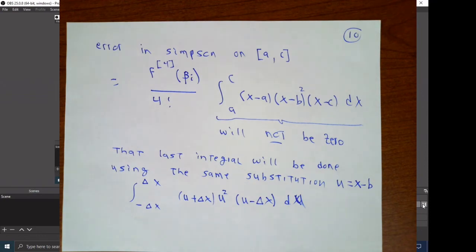Unlike the previous integral, which had only a first power on the x minus b, this integral, the one involved in the error for Simpson's rule, cannot be 0. We are integrating something that never changes sign. So we must work this integral out. If you do the same substitution as before, u equals x minus b, you'll be led to the integral from negative delta x to positive delta x of (u plus delta x) u squared (u minus delta x) du.